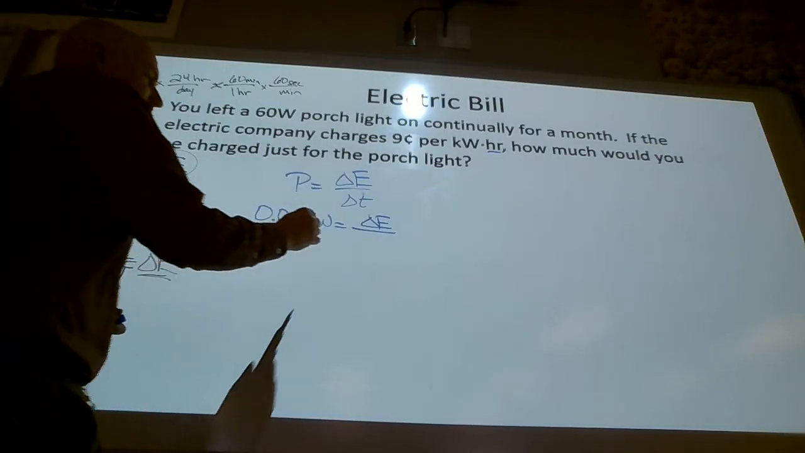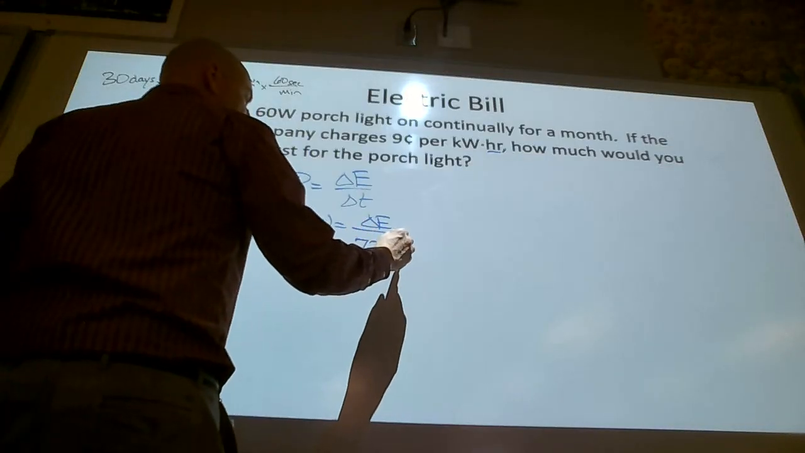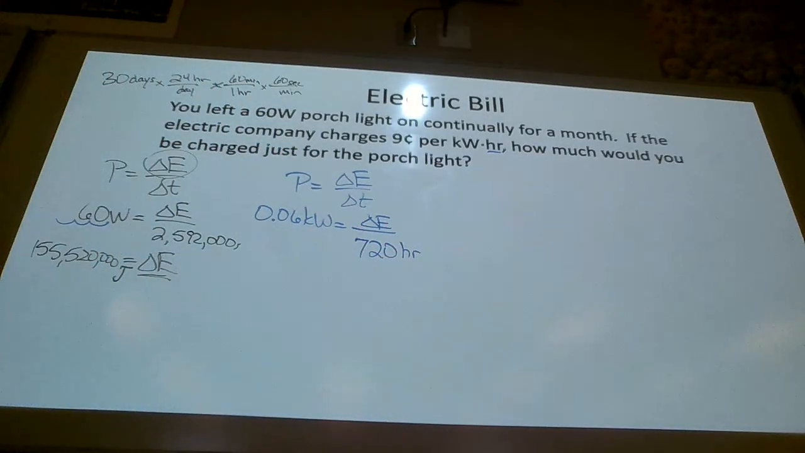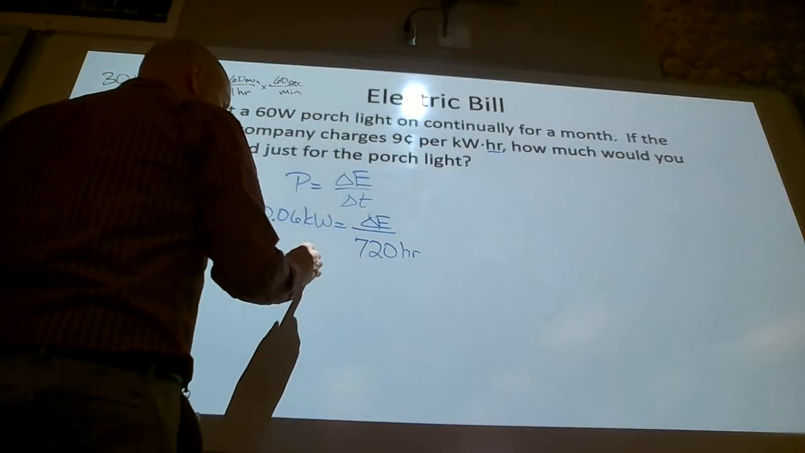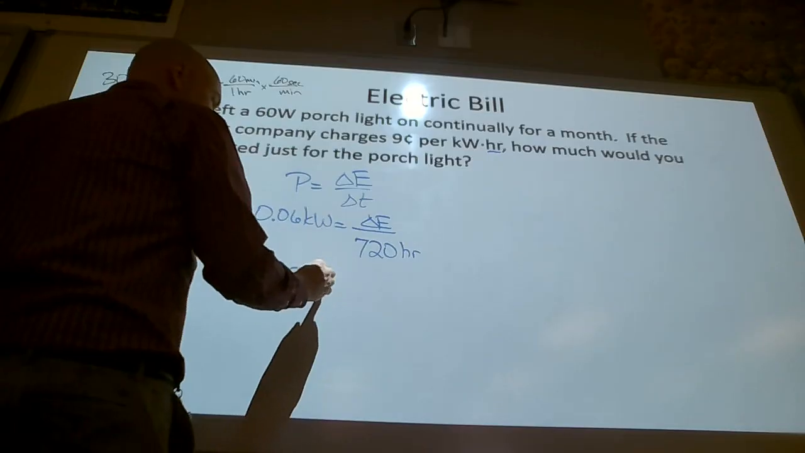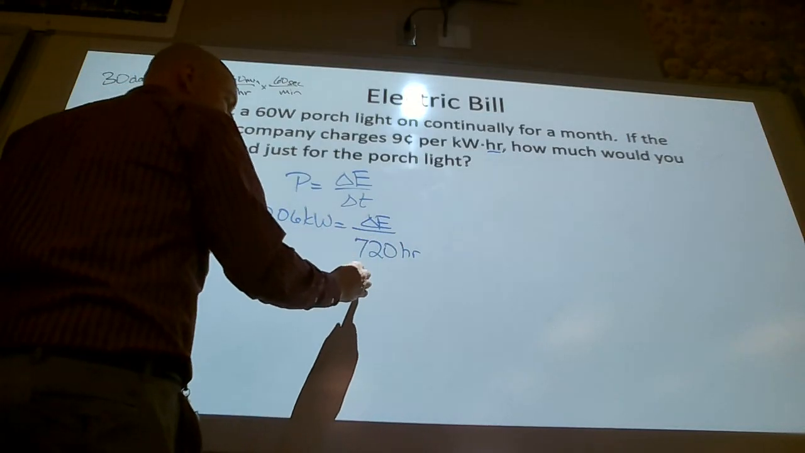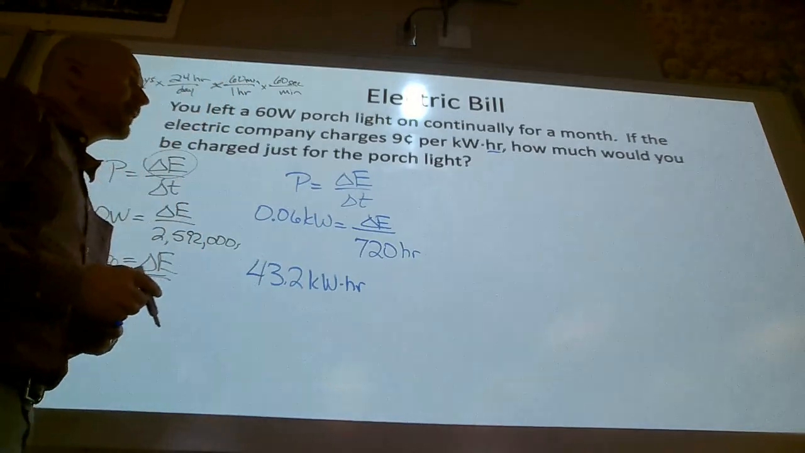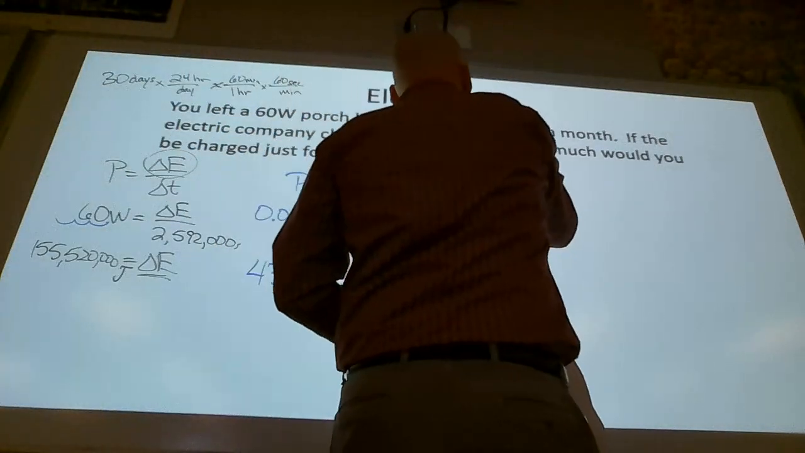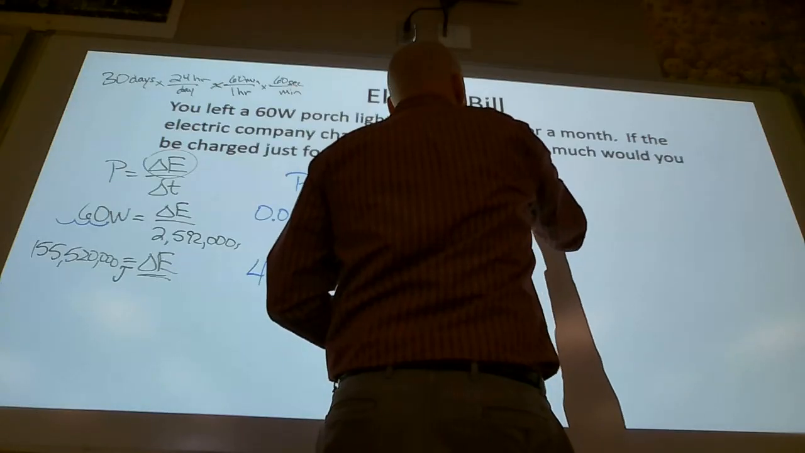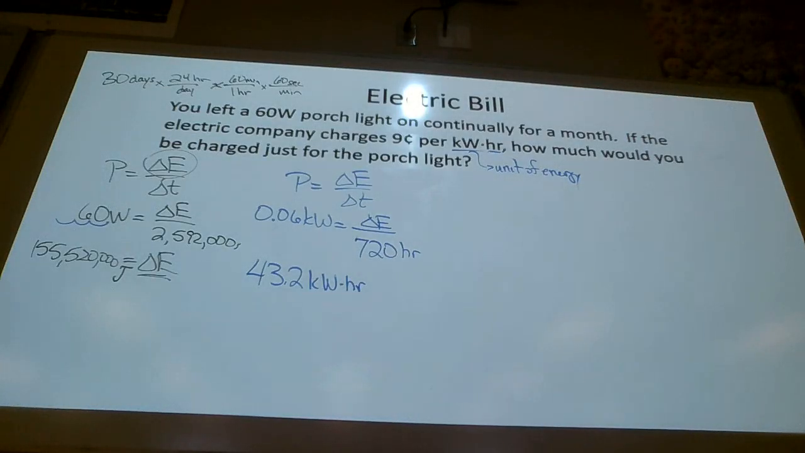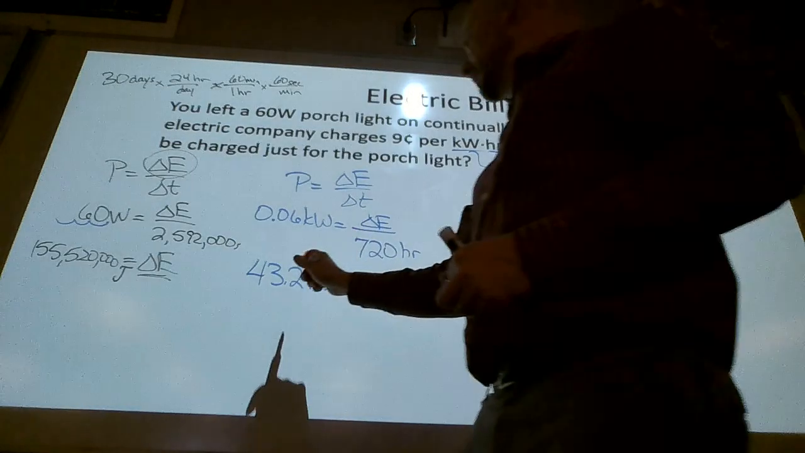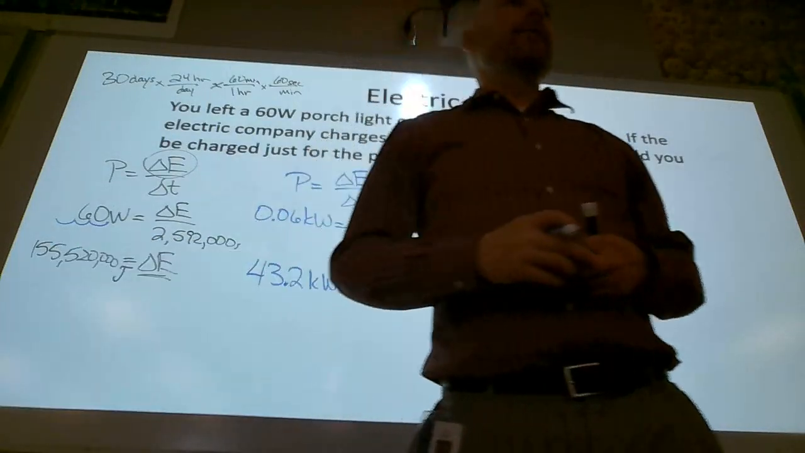Okay, so that is 30 times 24, is 720 hours. Okay. When we multiply these two, we get 43.2 kilowatt times hour. That's the unit of energy. Which is way more user friendly than 155 million.